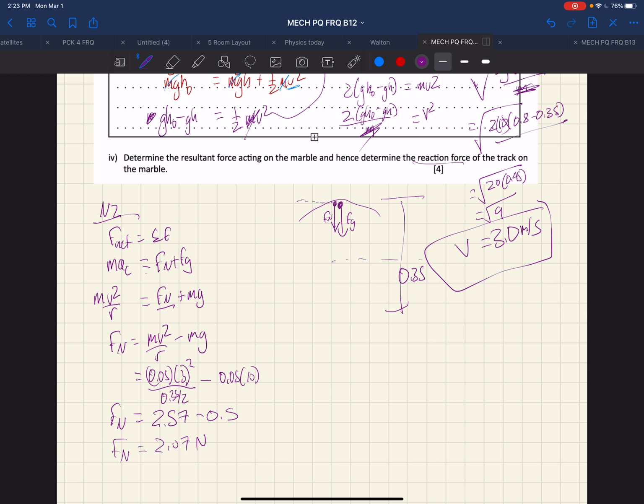Now we could check ourselves. We can come back and say, let's do a check here. Let's see then, does the net force equal the sum of the forces? Well, the net force is the centripetal force, force normal plus the weight. And the centripetal force is 2.57. The normal force 2.07, and the force of gravity 0.5. So 2.57 does in fact equal 2.57. And that is part 4 of this question.